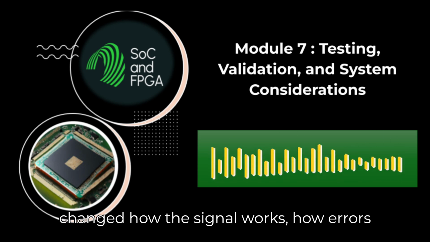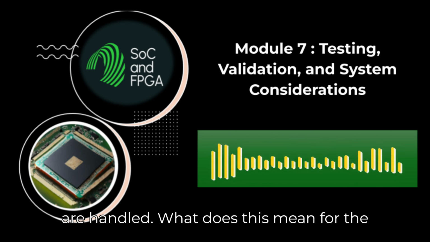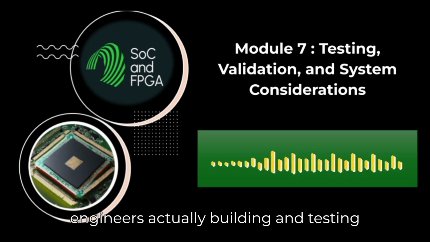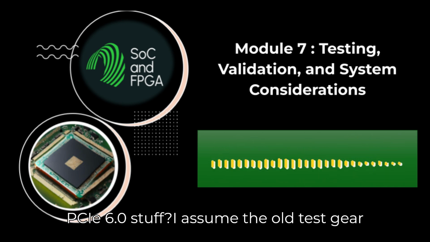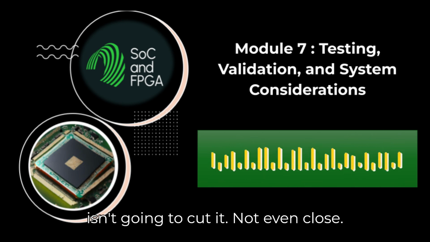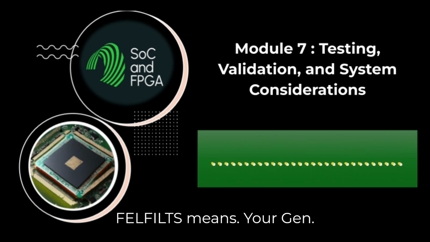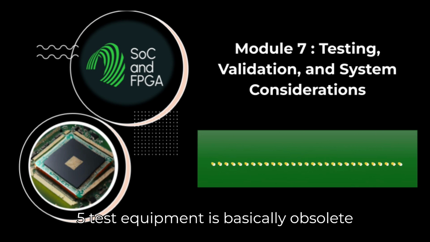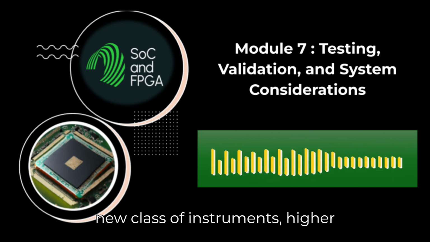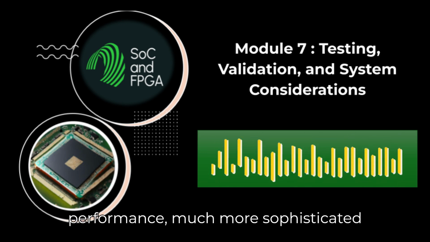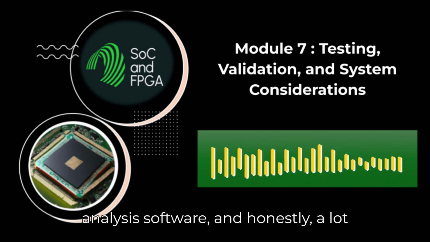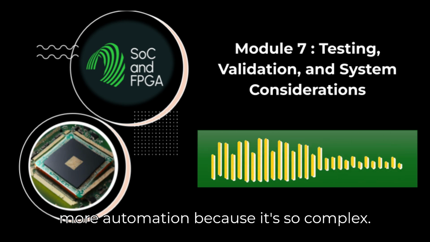That makes sense. So we've fundamentally changed how the signal works and how errors are handled. What does this mean for the engineers actually building and testing PCIe 6.0 stuff? I assume the old test gear isn't going to cut it. Not even close. This triad of PAM4, FEC, and FLIT mode means your Gen 5 test equipment is basically obsolete for validating Gen 6. You need a whole new class of instruments. Yeah. Higher performance, much more sophisticated analysis software, and honestly, a lot more automation because it's so complex.